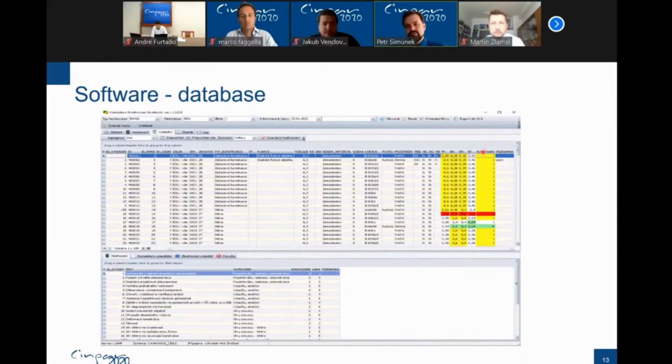And as I said before, the final result is here, and from the software, from this database, this is the output. We can distinguish the members, and we can see what members are in good condition and what members are in poor condition, and we can direct the design and make the measurements.